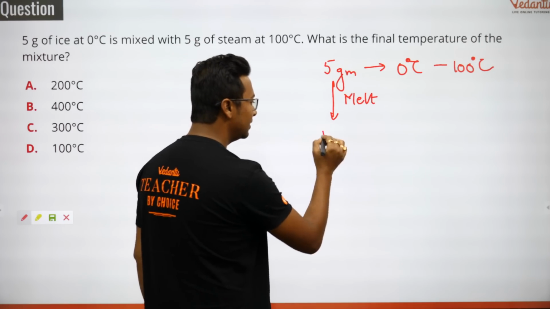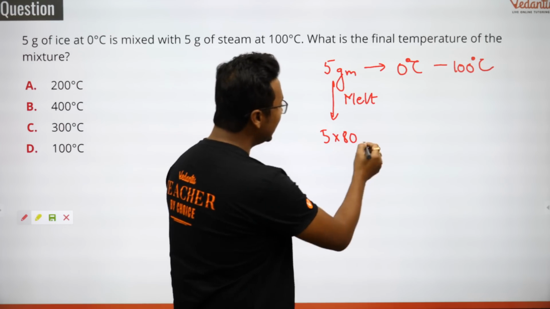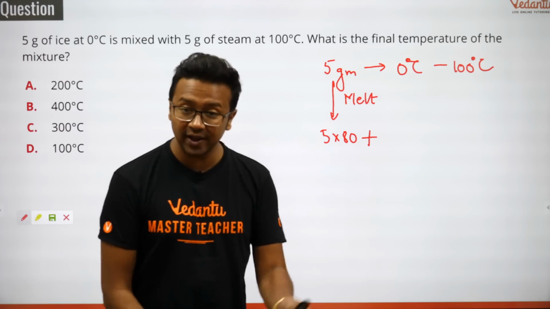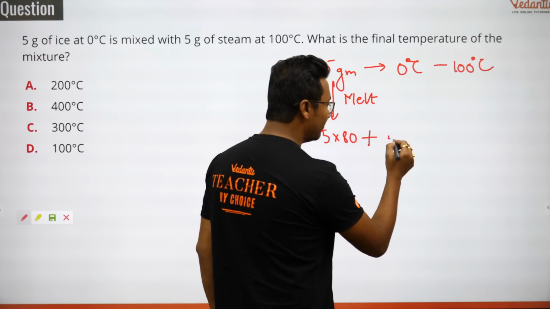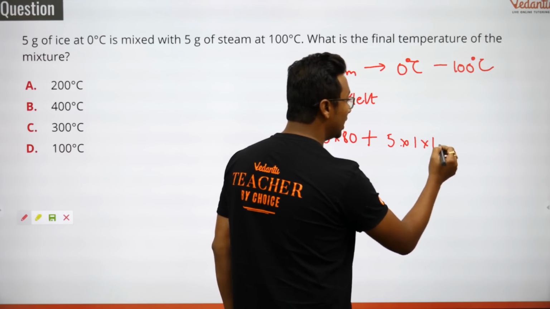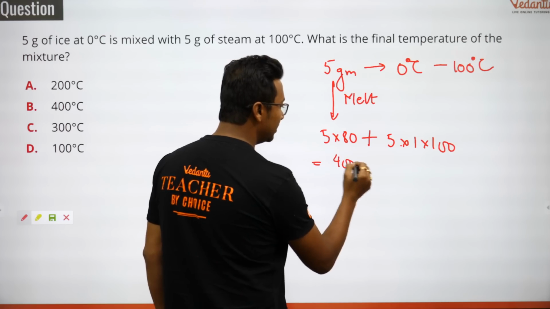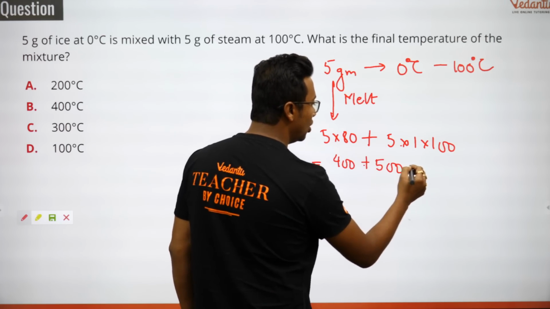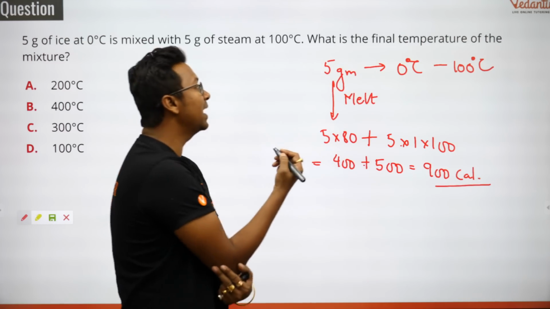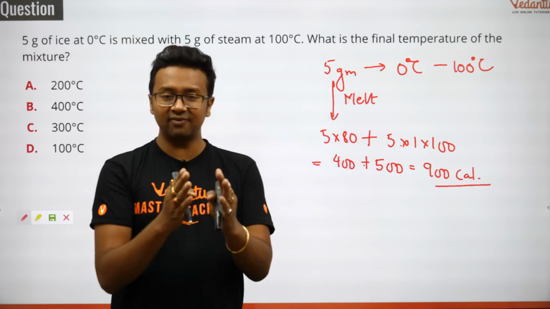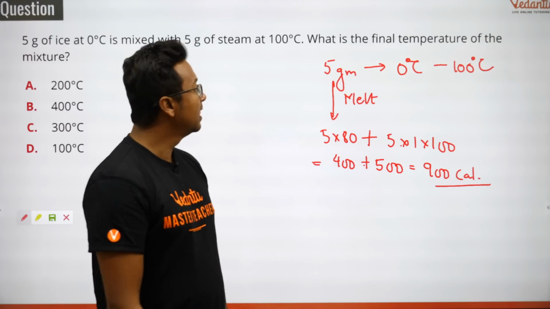5 into 80. 80 is the latent heat of fusion. Plus, in order to take it from 0 degree to 100 degree, how much heat is supposed to be provided? It is going to be 5 into 1 into 100. All right. So this is going to be 400 plus 500. Overall 900 calories is required in order to melt 5 grams of ice and then take it from 0 to 100 degrees centigrade. All right.